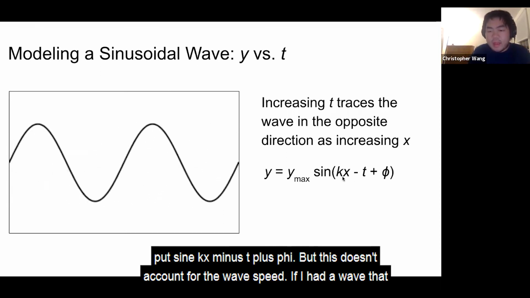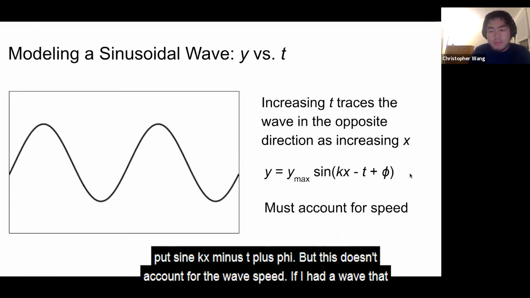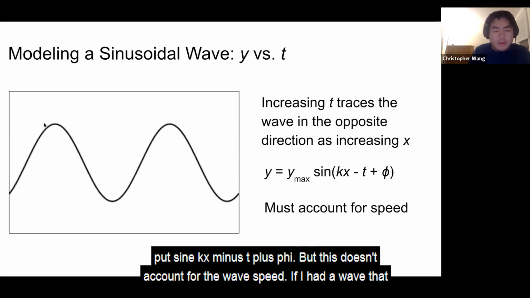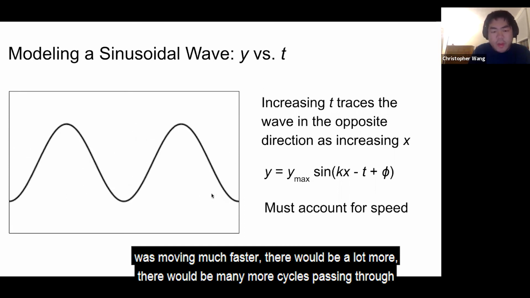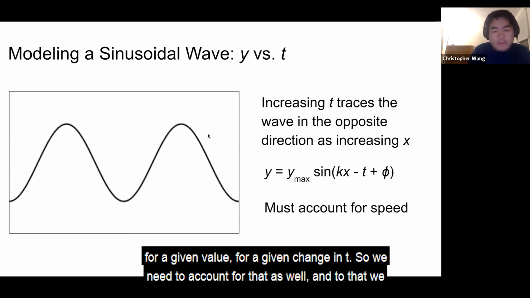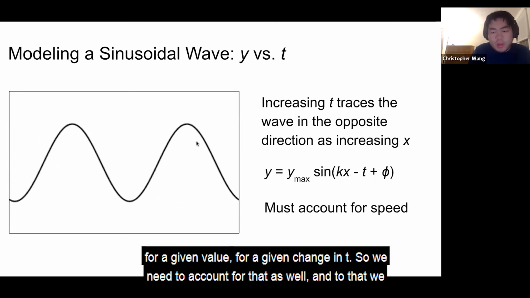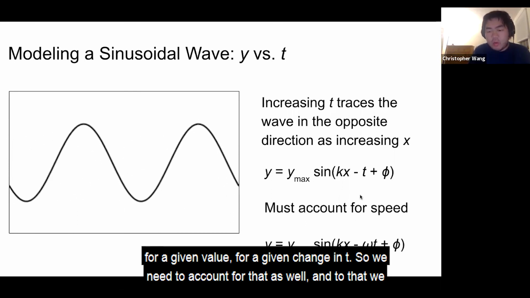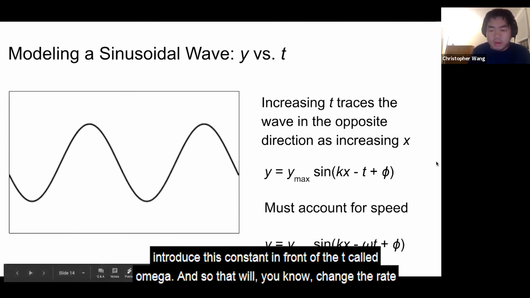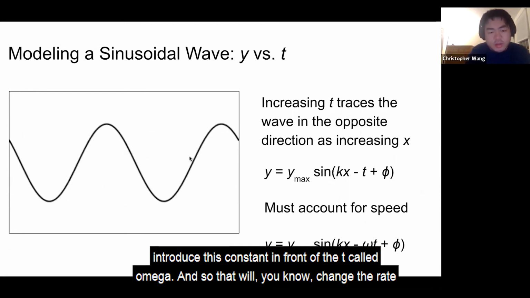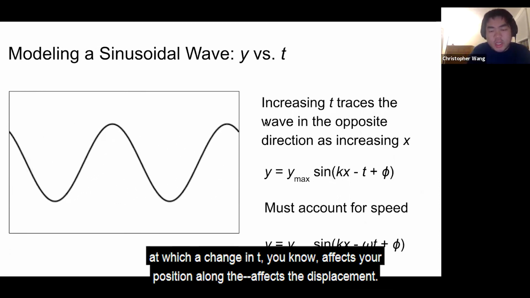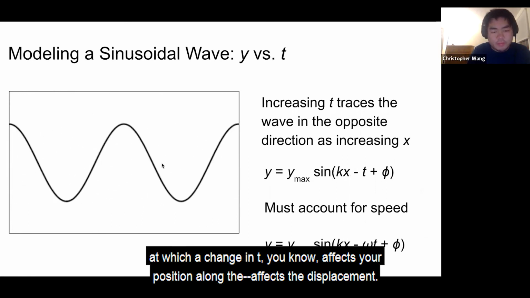So we put sine of kx minus t plus phi, but this doesn't account for the wave speed. If I had a wave that was moving much faster, there would be many more cycles passing through for a given change in t. So we need to account for that as well, and to do that we introduce this constant in front of the t called omega. And so that will change the rate at which a change in t affects the displacement.